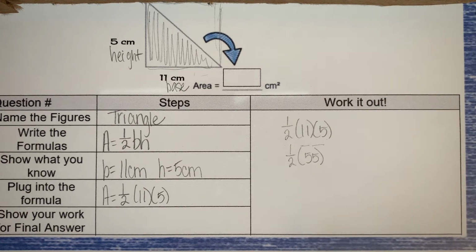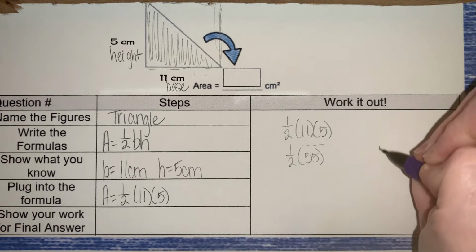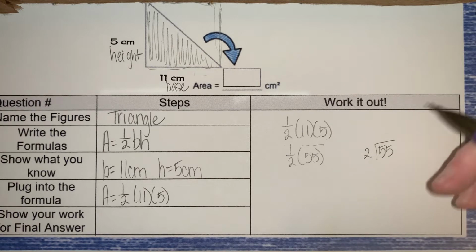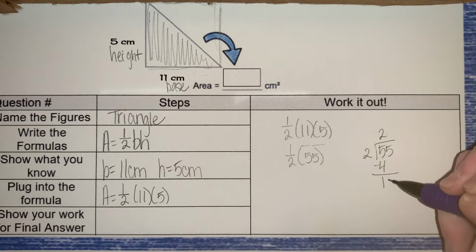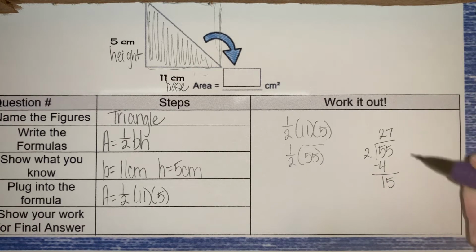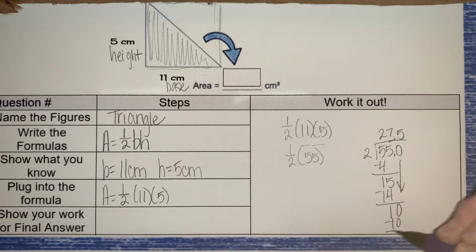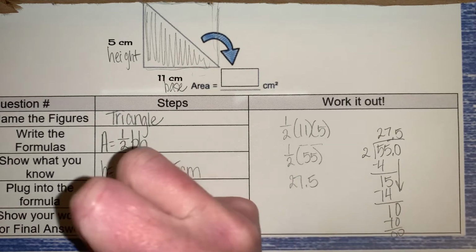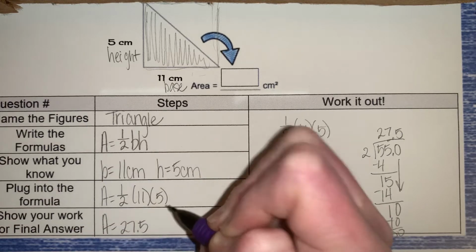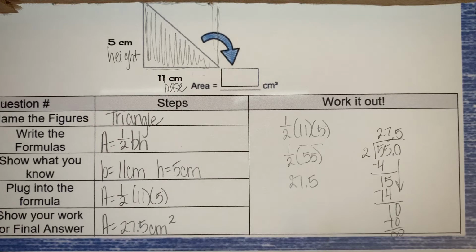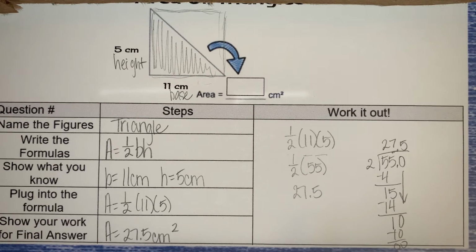And now we're multiplying half times 55, or dividing 55 by 2. 2 will go into 5 twice. 2 will go into 15 7 times. We don't have anything left to bring down, and we're not doing a remainder, so we're going to add a decimal and a 0, bring it down, and 2 will go into 10 5 times. So half of 55 is 27.5. So the area of that triangle would be 27.5 centimeters squared. All you're doing is taking half of a rectangle, and that gives you the area of a triangle.